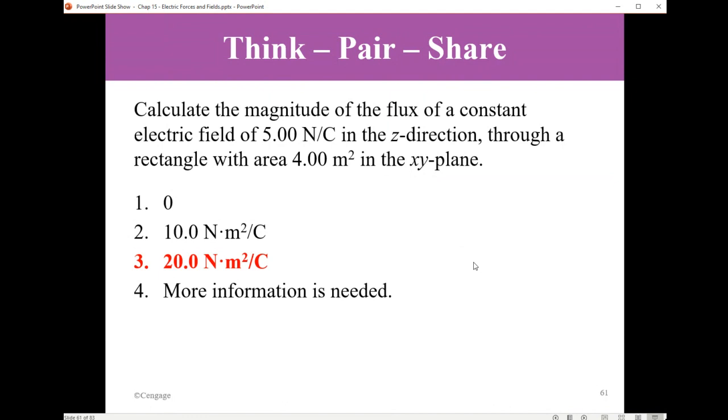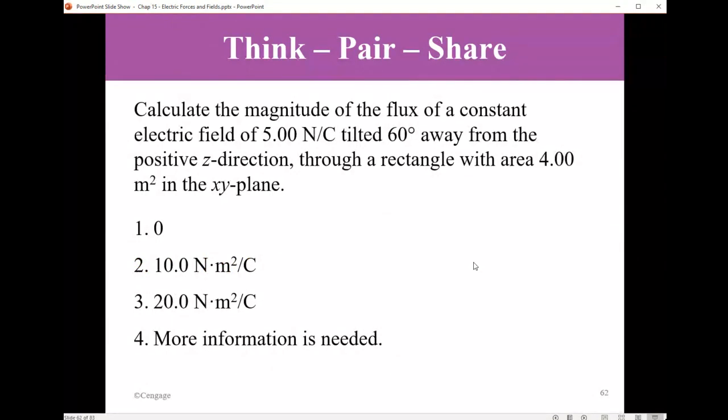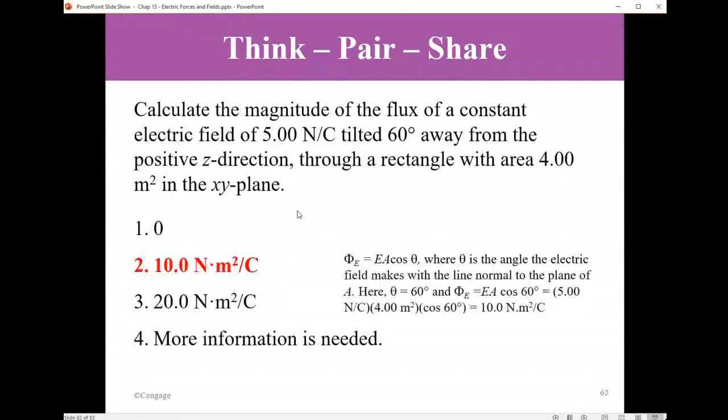So in this case, all the area is penetrated by the field, and it is simply 5 multiplied by 4. Calculate the flux when you have the electric field tilted 60 degrees away from the positive z direction through a rectangle, again with the same area in the xy plane. Would it be 2? Yes. So now you need to take cosine 60. Cosine 60 is 1/2. So it would be 2.